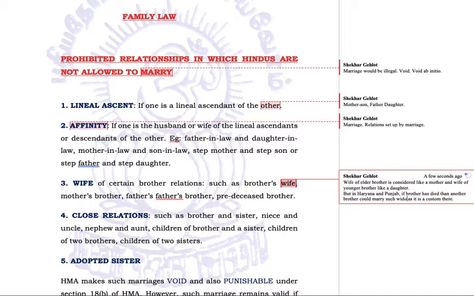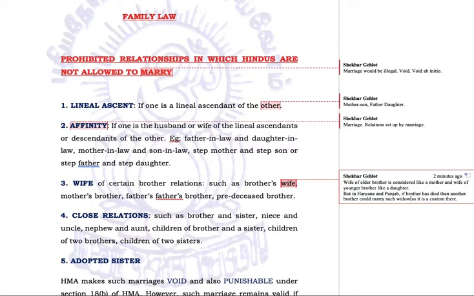Like I discussed, these laws are there, but if a custom allows some practice, or some community has its own practice, then those practices will also be followed. Close relations, such as brother and sister, niece and uncle, nephew and aunt, children of a brother and sister, children of two brothers, children of two sisters. These are close relations which are prohibited from marrying each other. That is why they are called prohibited relationships.